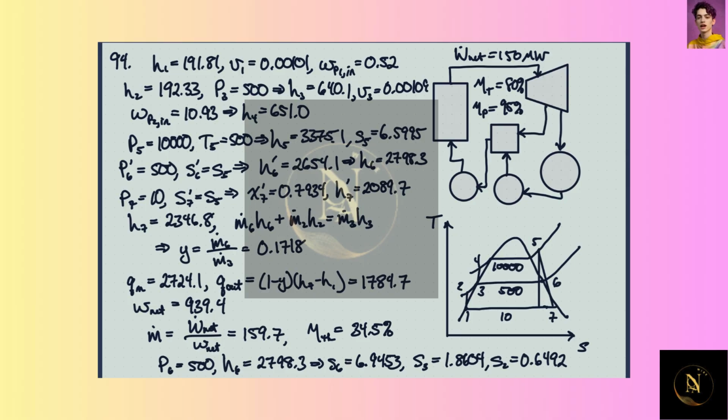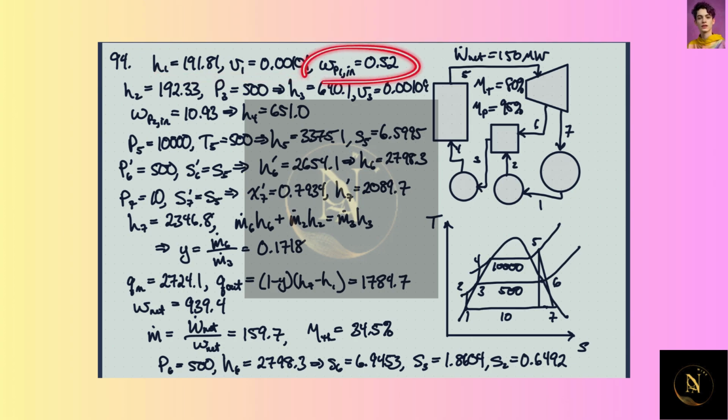So we have basically the same process as always. We'll start off, I guess I should probably label these. This is 1, 2, 3, 4, 5, 6, 7. Yeah, that's right. Okay, so start off looking at 1. We know we have a saturated liquid. We know it's at 10 kilopascals. So we can get enthalpy and specific volume.